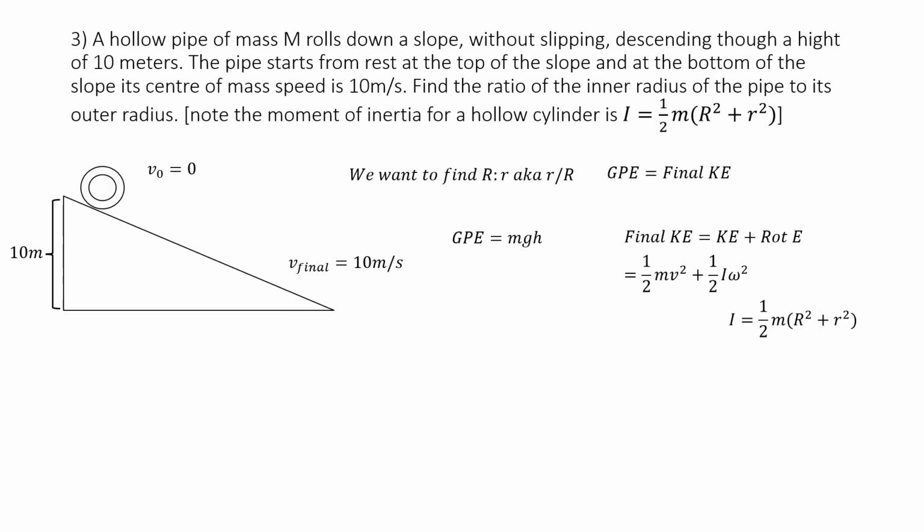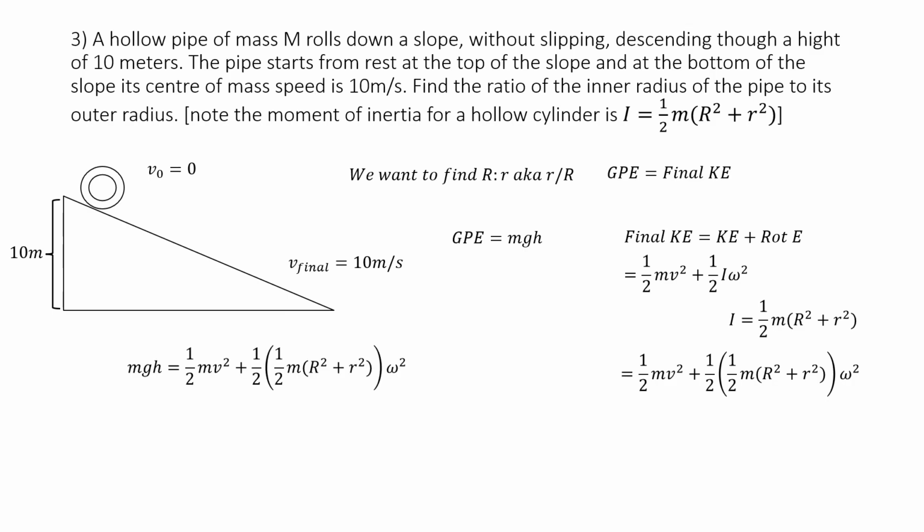But our I, as is given to us in the question, is 1 over 2 m (big R squared plus small r squared). So we can sub this into the equation, which gives us this, and we can equate the two, which is what we've done over here. We've got mgh equals our kinetic energy and our rotational energy. We can cancel our mass across, which means we get simply gh equals this expression.